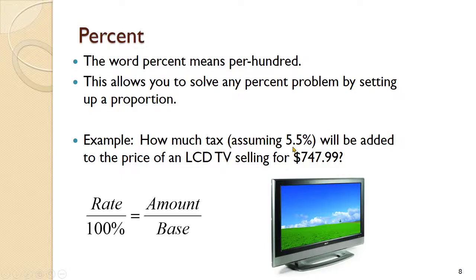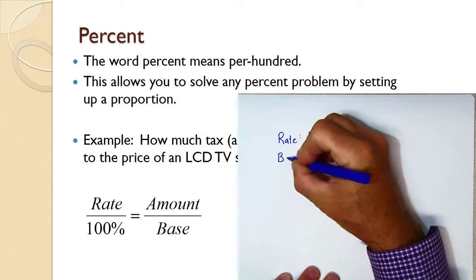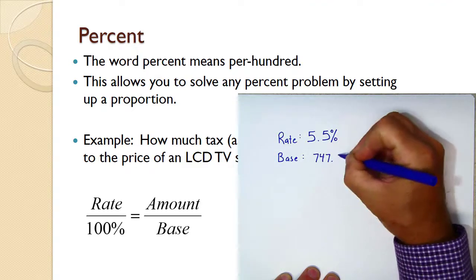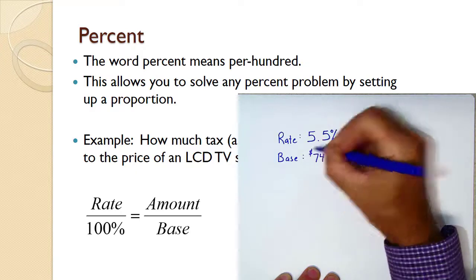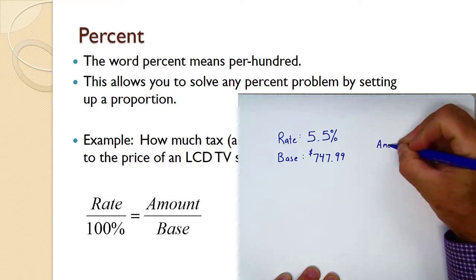How much tax, if we assume 5.5%, would we have to add to the price of an LCD TV that sells for $747.99? Well, let's note here, first of all, that we can easily identify the rate. The rate is our percentage, and in this case, that is 5.5%. The base would be the regular price of this TV, the whole thing, and so our base in this problem is $747.99. And what we're trying to find is the amount. That is to say, the amount of tax that will get added on.